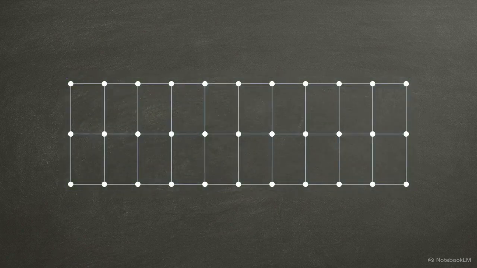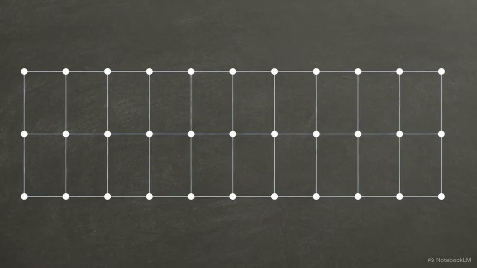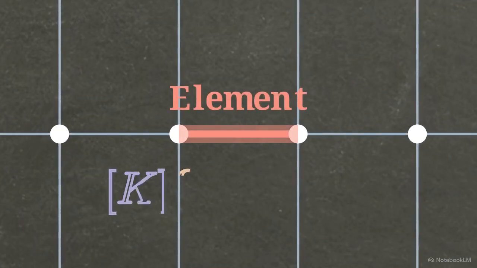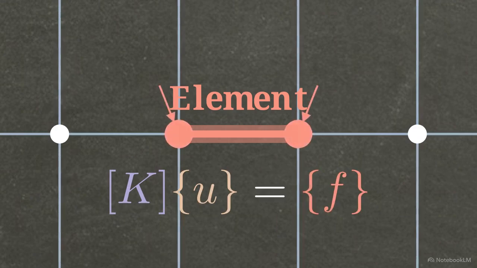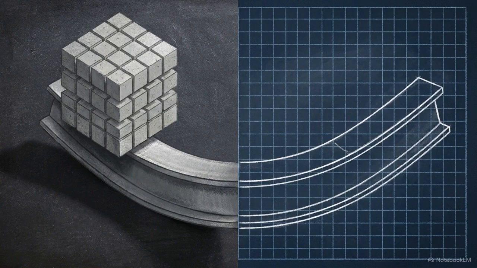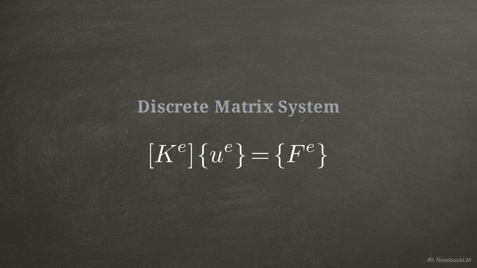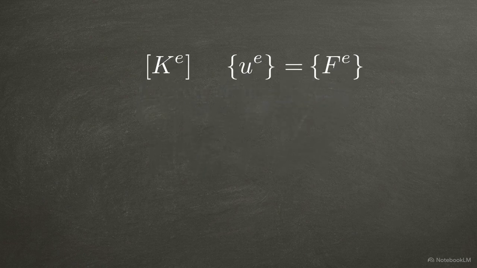The mathematical solution is discretization, the process of breaking a continuous physical object into a finite number of manageable parts. Within this grid, each connecting line is an element, governed by a specific set of mathematical rules. For structural beams, the goal of the finite element method is to convert the physical calculus of flexure into a solvable algebraic equation. We represent this behavior using a discrete matrix system, Ku equals F.